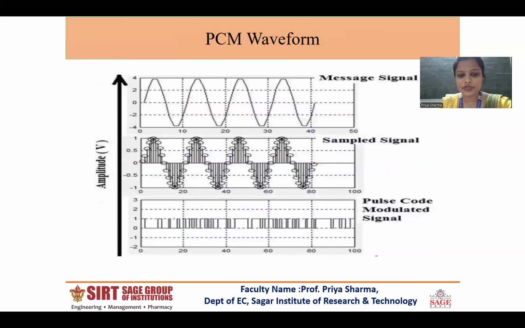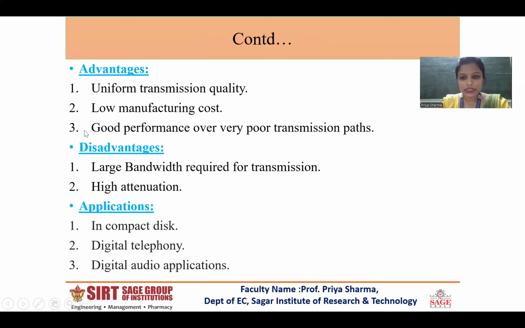Coming to the waveform portion, this is our message signal. This is how sampling takes place. Then these bubbles show the quantized levels of the signal, that is, the amplitude of the wave is approximated to either 0 or 1. Then this is the pulse code modulation, which is in discrete form, where the amplitude is either 0 or 1. Now coming to the advantages and disadvantages of pulse code modulation.